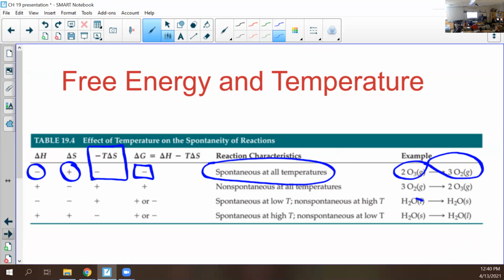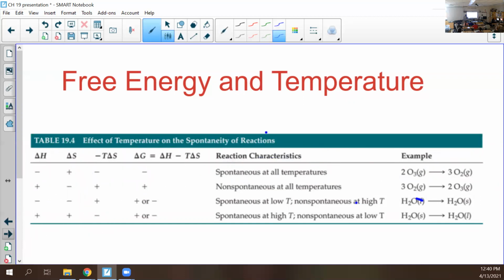Yes, sir. It says when delta S universe is positive and delta G is negative. Is that what this is? This is what this is talking about. Okay.